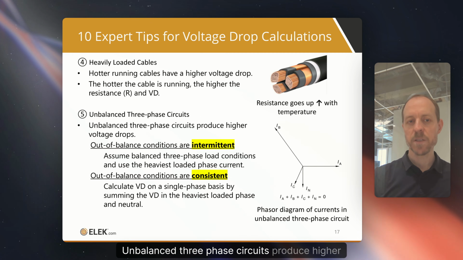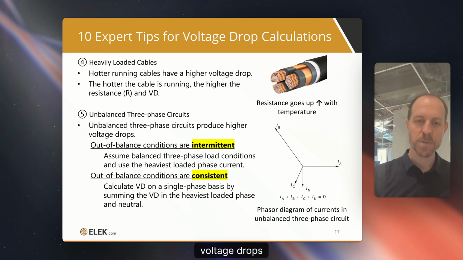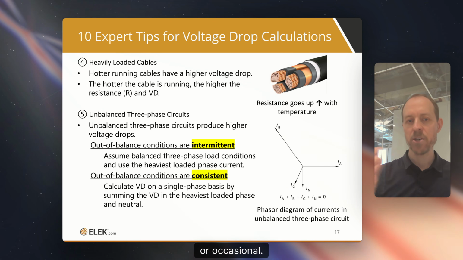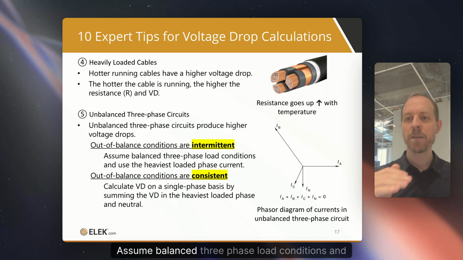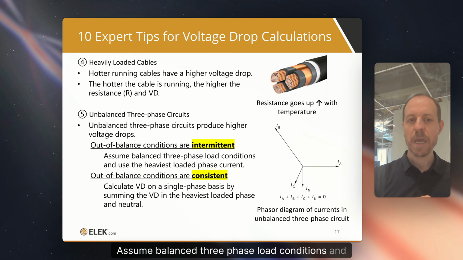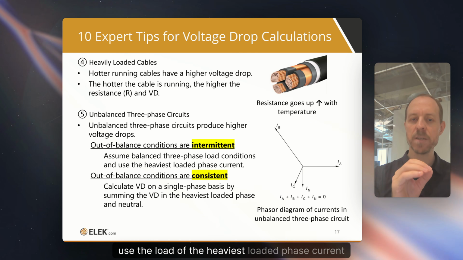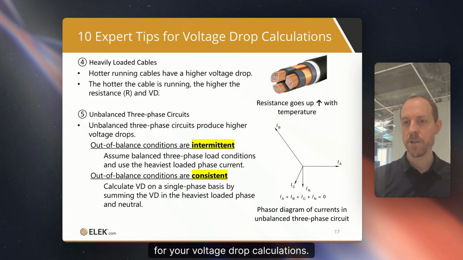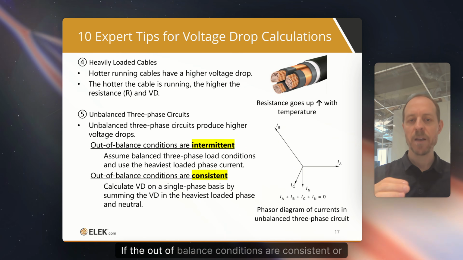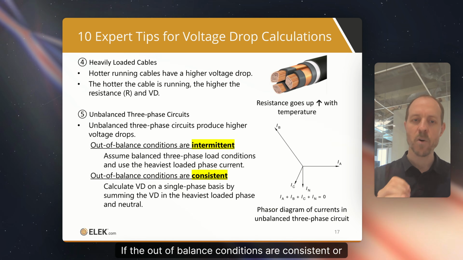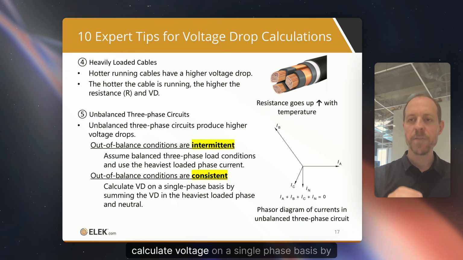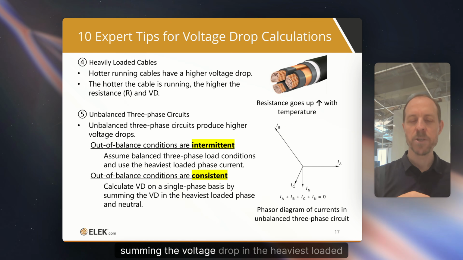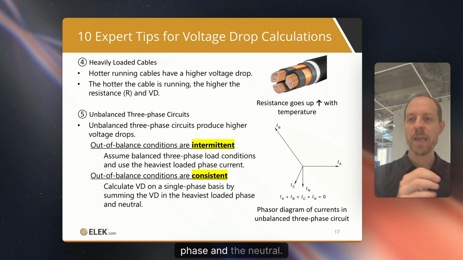Unbalanced 3-phase circuits produce higher voltage drops. Where out of balance conditions are intermittent or occasional, assume balanced 3-phase load conditions and use the load of the heaviest loaded phase current for your voltage drop calculations. If the out of balance conditions are consistent or permanent, calculate voltage drop on a single phase basis by summing the voltage drop in the heaviest loaded phase and the neutral.